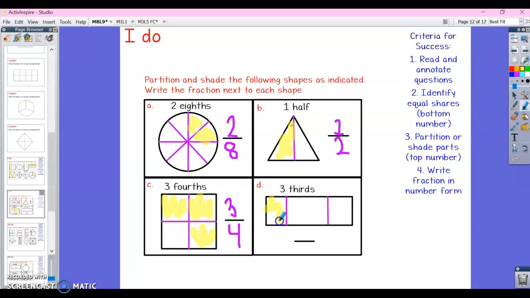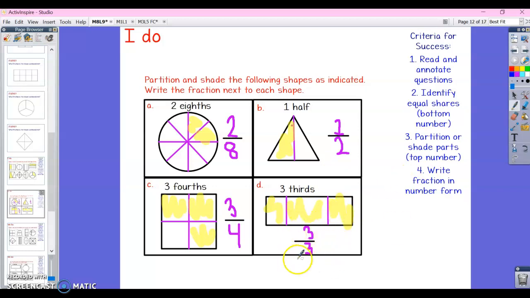1, 2, and 3. So my fraction would be 3/3 because I have 3 pieces shaded and I have 3 equal parts.